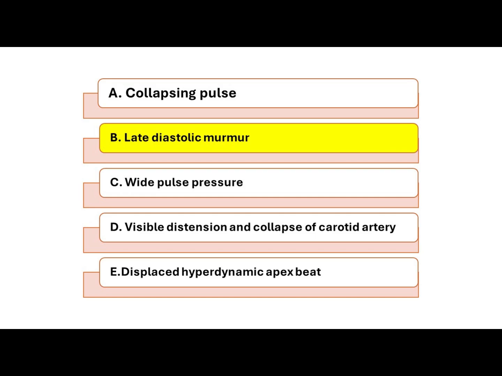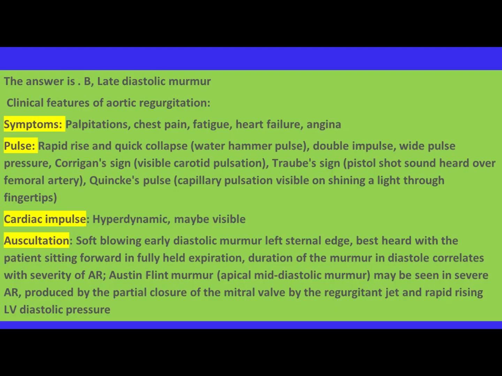Clinical features of aortic regurgitation. Symptoms: palpitations, chest pain, fatigue, heart failure, angina. Pulse: rapid rise and quick collapse, water hammer pulse, double impulse, wide pulse pressure, Corrigan's sign, visible carotid pulsation, Traube's sign, pistol shot sound heard over femoral artery, Quincke's pulse, capillary pulsation visible on shining a light through fingertips.